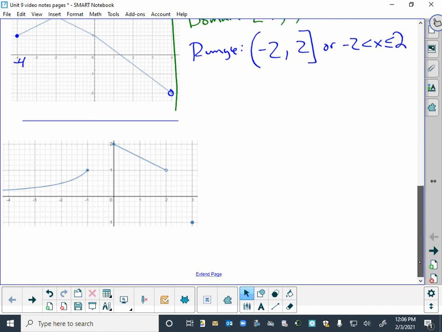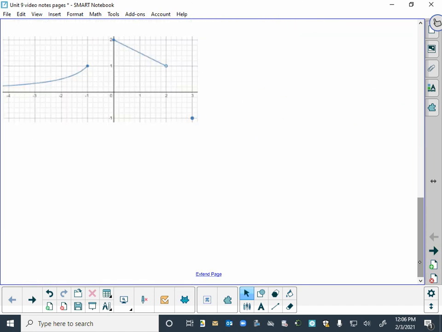Let's look at one more. This video is probably getting a little bit on the long side, so we'll try to wrap this up. My vertical line, again, let's do our domain check. That's close enough. I'm not going to force it to be.